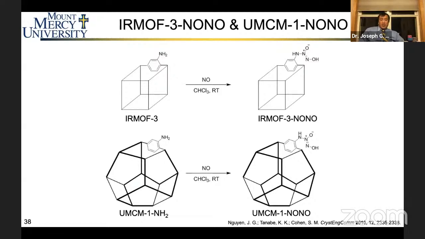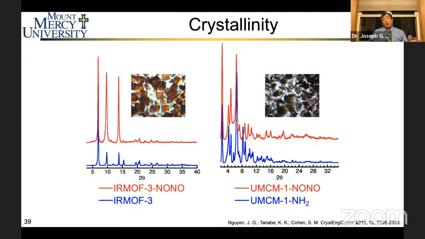The two that I wanted to focus on are IRMOF-3 and this UMCM. Expose them to nitric oxide at room temperature, and we have these NONOates. Now, the problem with this process is we can't use NMR to characterize this, because if you dissolve it in acid, you break it apart and you don't see it. One of the things I wanted to show you here is that when you modify it, the crystalline structure still stays the same. What was rather unique is that these crystals actually became darker when the NONOate was made.